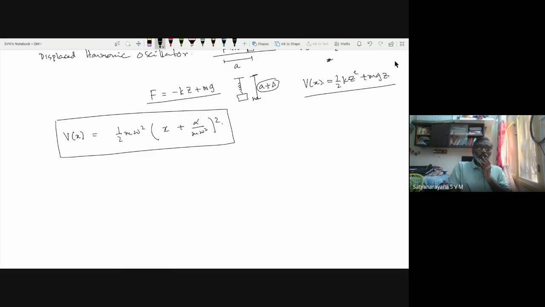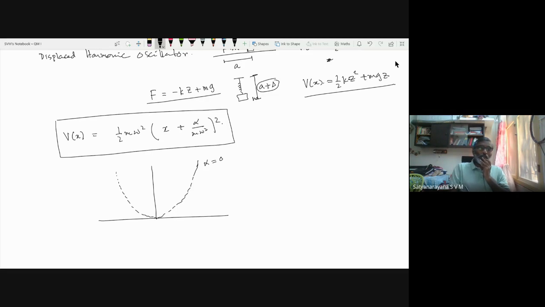Now you ask a question, if you plot this, for example, if alpha is equal to 0, okay, so this will be your potential, right? So alpha equal to 0, this is the potential corresponding to alpha equal to 0. Now for alpha non-zero, what happens? When will this potential be equal to 0? The potential is equal to 0 at x is equal to minus alpha by m omega square. Okay, so not at x equal to 0.